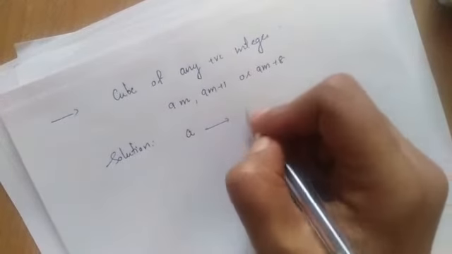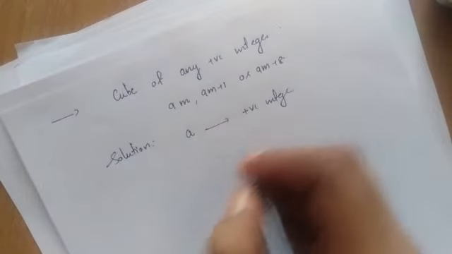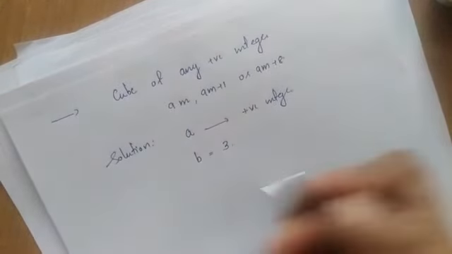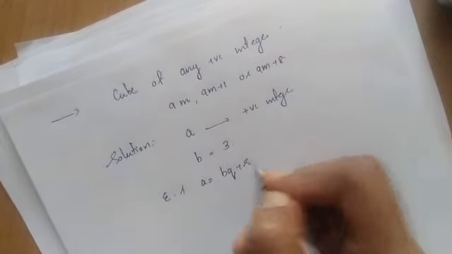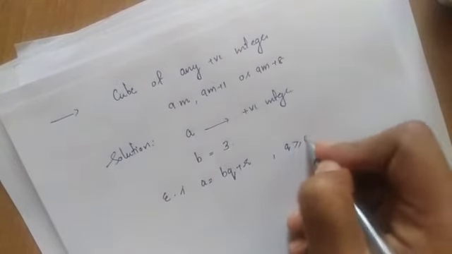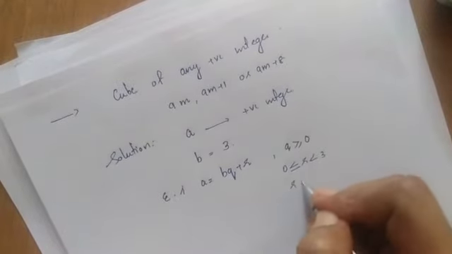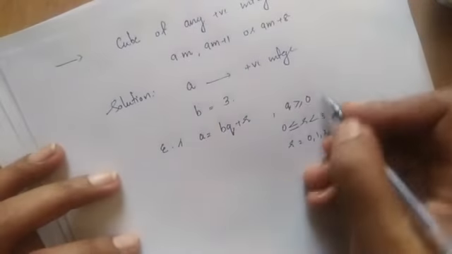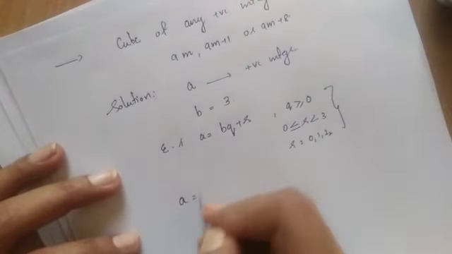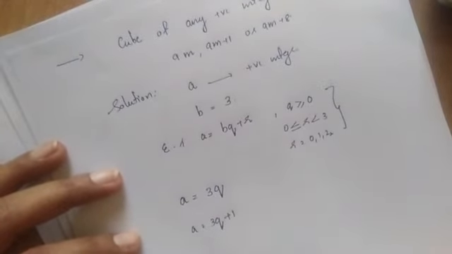Same as in the previous question, a is any positive integer and the value of b can be taken as 3. According to Euclid's theorem, a is equal to bq plus r, q greater than or equal to 0. We know that 0 less than or equal to r less than 3, so r can take values 0, 1, 2. Based on these values, we can rewrite a as a equal to 3q, a equal to 3q plus 1, a equal to 3q plus 2.